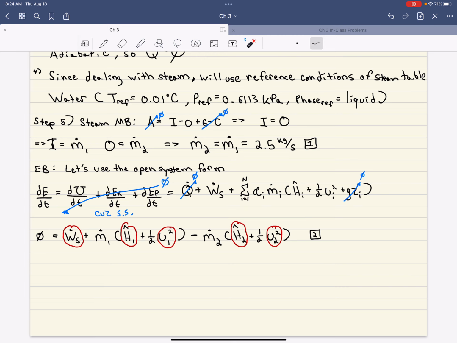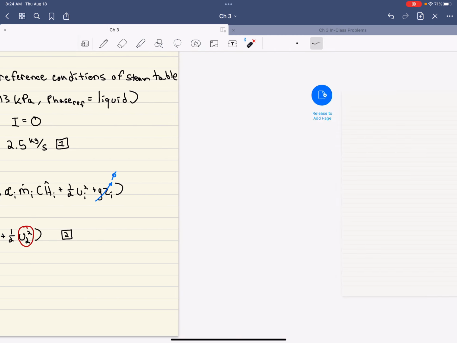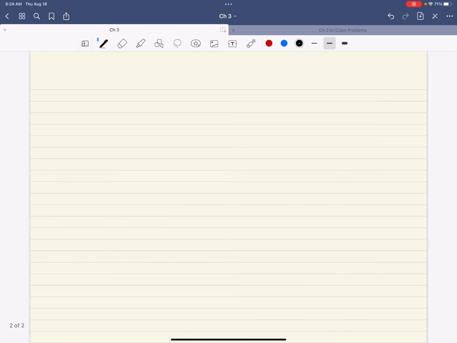But what we need to do is relate it to information we can get from the steam tables. Okay? And so, if you remember from even general physics, when we talk about the velocity of something, it's going to be related to the mass flow rate. Okay? And that's because if we think about the mass flow rate, so let's think about mass flow rate 1.